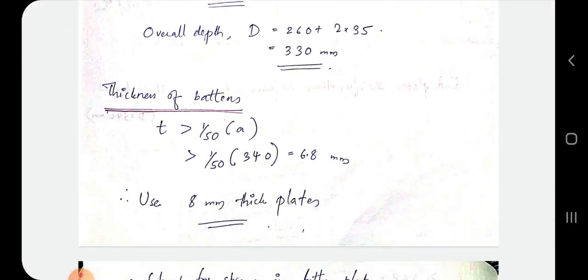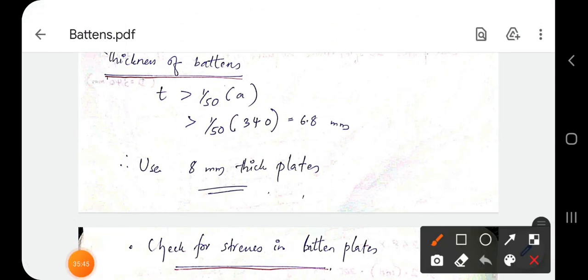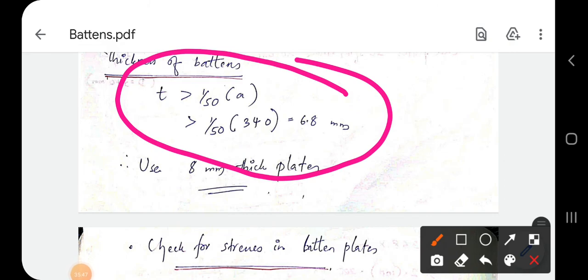Depth is found. Now for thickness, we have the condition that thickness should be greater than 1/50th of A. What is A? A means the distance between the centroid of bolt groups on either main members. We are assuming the centroid of the bolt group as 60 mm on either side.